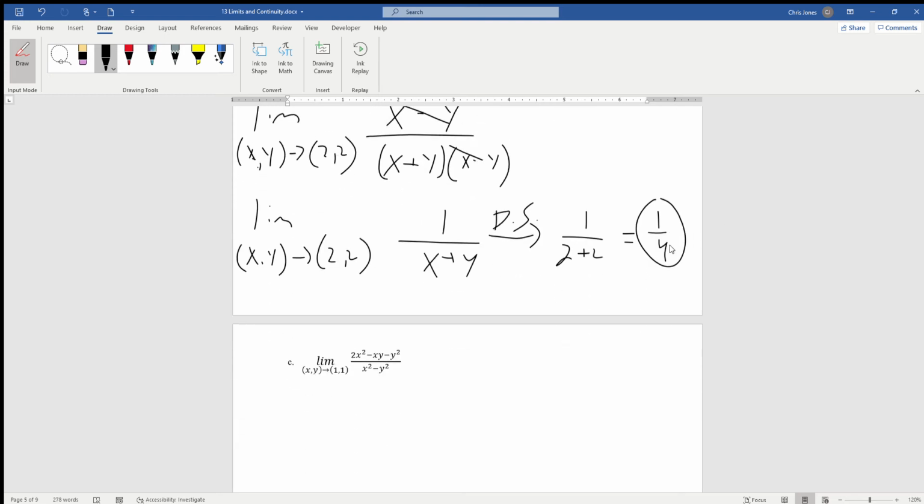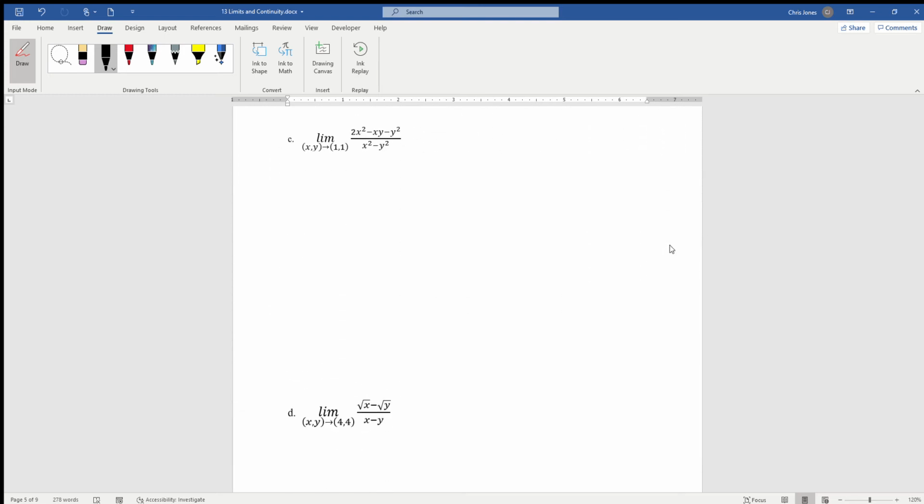A third example. Limit as (x, y) approaches (1, 1) of (2x squared minus xy minus y squared) divided by (x squared minus y squared). So once again, we try direct substitution. Most of you can see where this is going automatically. So 2 times 1 squared minus 1 times 1 minus 1 squared, divided by 1 squared minus 1 squared. Immediately we see the denominator is 0. 2 minus 1 minus 1 is 0 again. So direct substitution does not work.